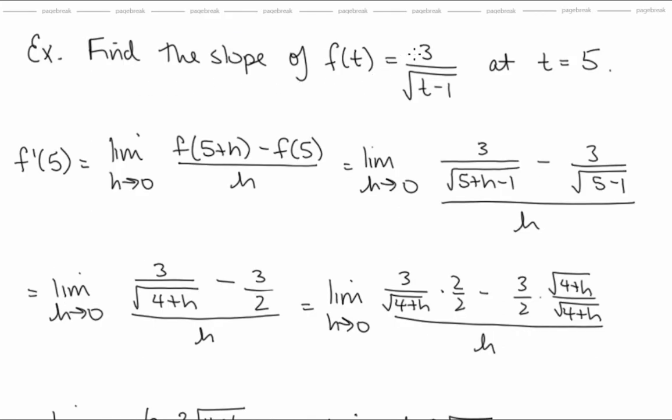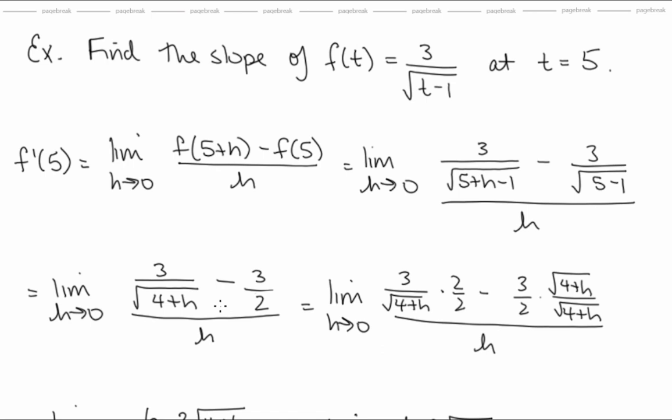Find the slope of f of t equals 3 over radical t minus 1 at t equals 5. So again, we're going to start the same way. F prime of 5 is equal to the limit as h goes to 0 of f of 5 plus h minus f of 5 over h. Plugging in 5 plus h for t, we have 3 over radical 5 plus h minus 1. Plugging in 5 for t, we have 3 over radical 5 minus 1. All of that over h. So simplifying, this becomes 4 plus h. And this becomes radical 4, which is 2, and so we're here.